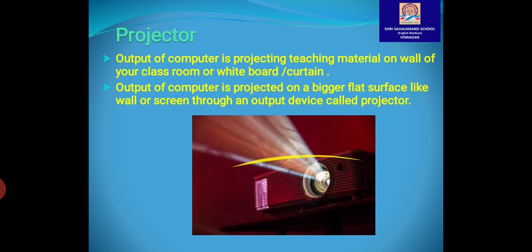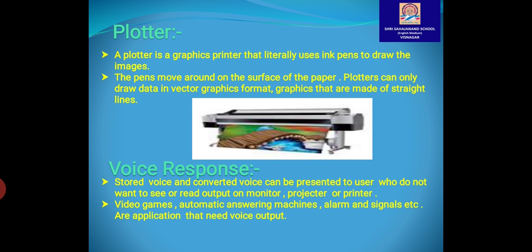Now, plotter. A plotter is a graphic printer that literally uses an ink pen to draw images. The pen moves around on the surface of the paper. Plotters can draw data in vector graphics format, graphics that are made up of straight lines.